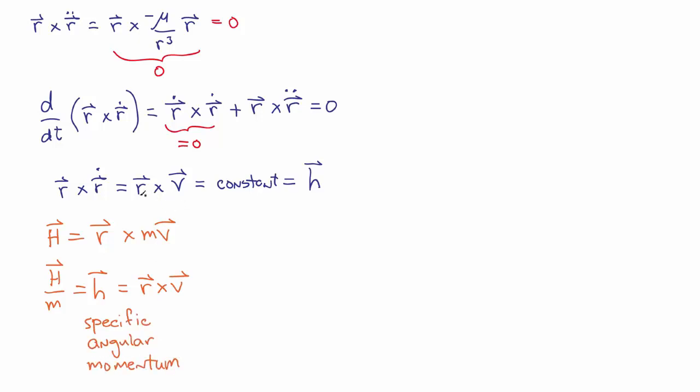And because we know that the specific angular momentum is constant, and it's perpendicular to both the v velocity vector and the position vector, that means that the plane which is defined by the r and the v vector is constant in space and perpendicular to h. So the motion is in a single plane.